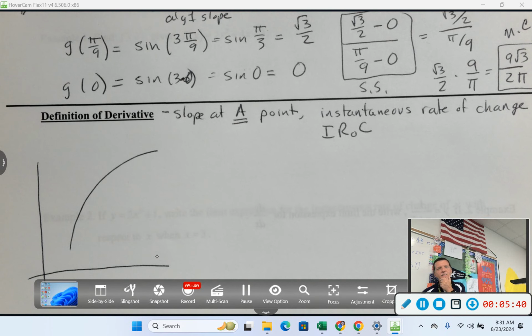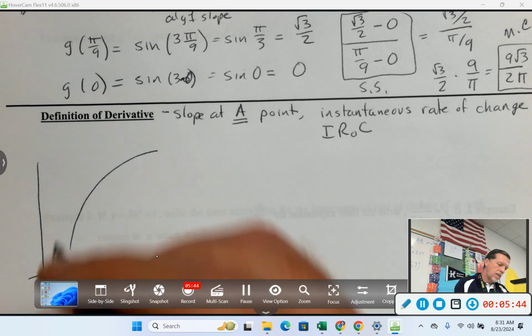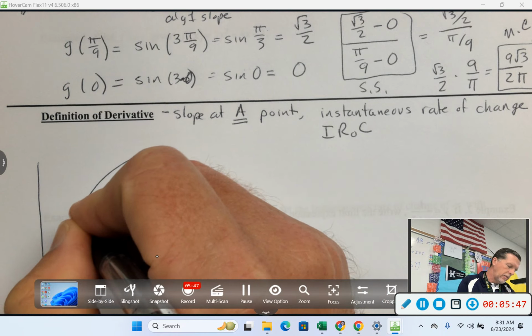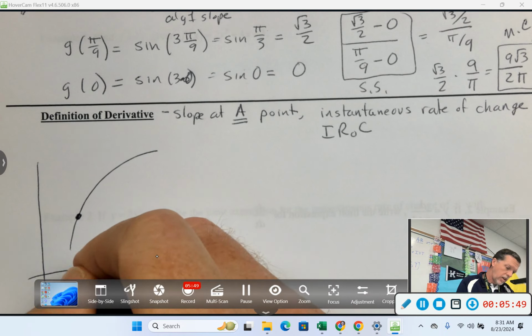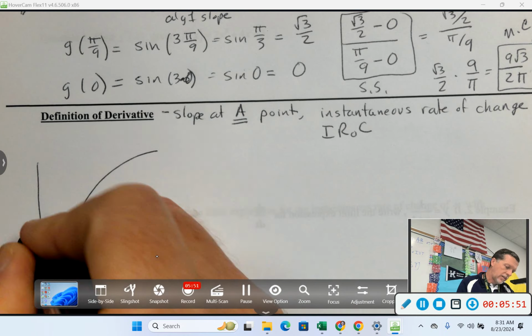So let's draw kind of a curve like that. It doesn't have to be exactly like that. And let's say we want to find the slope at x.